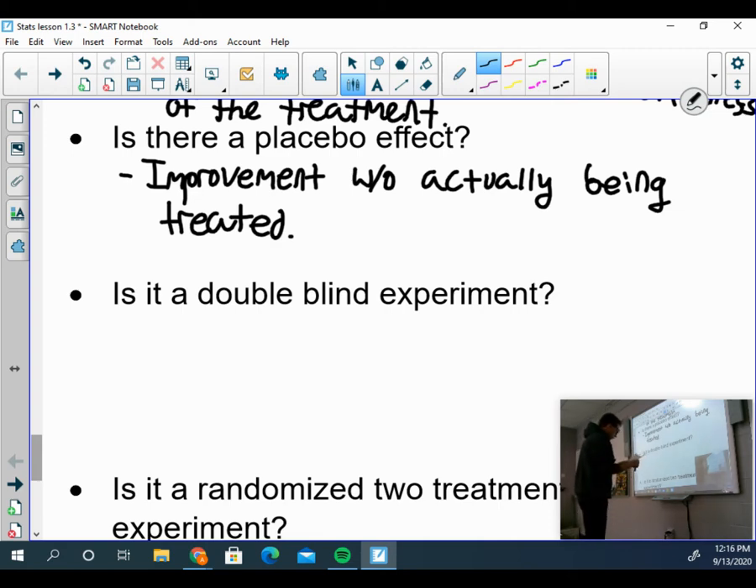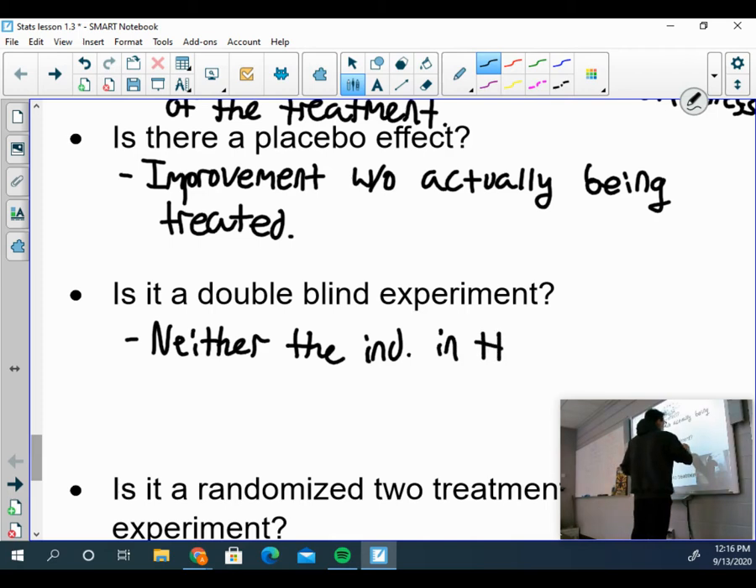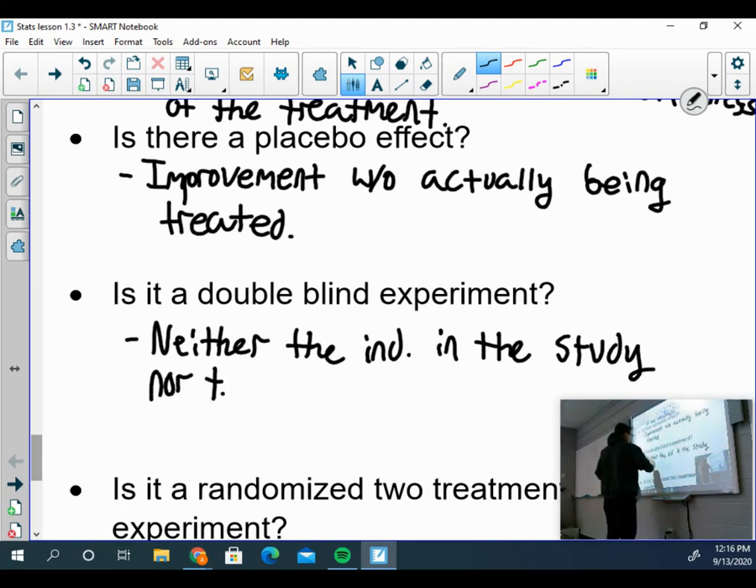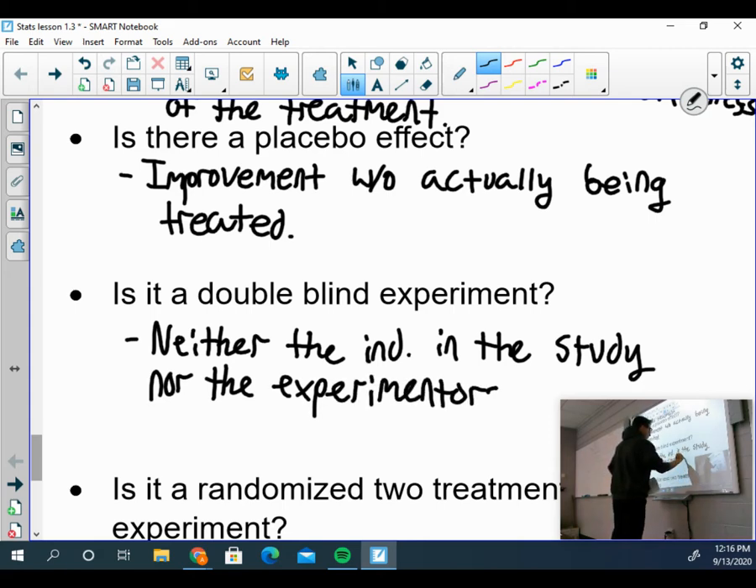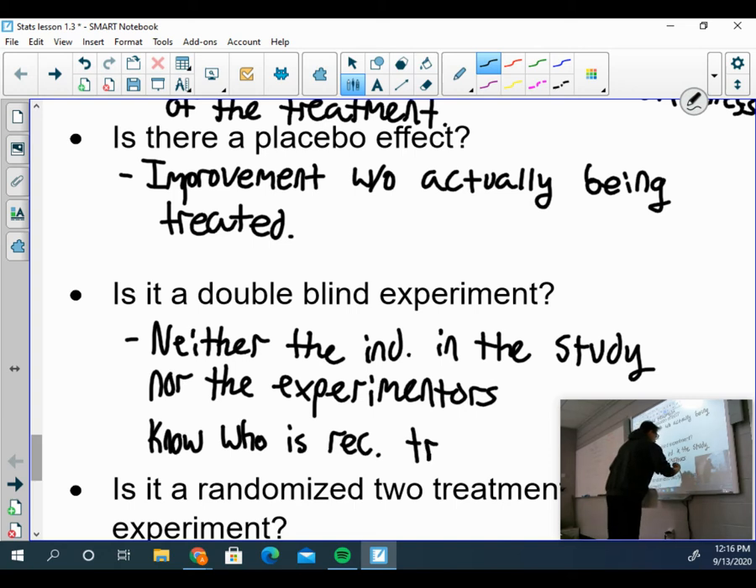Okay, double-blind experiment. What is a double-blind experiment? This is when neither the individuals in the study, so those who are receiving the treatment or in the control group, nor the experimenters know who's receiving the treatment.